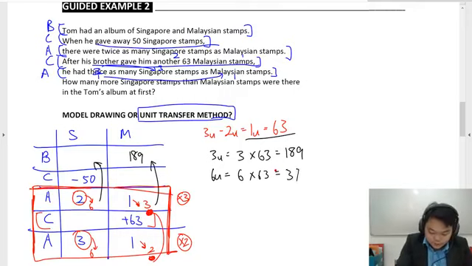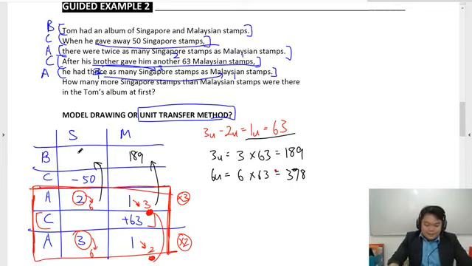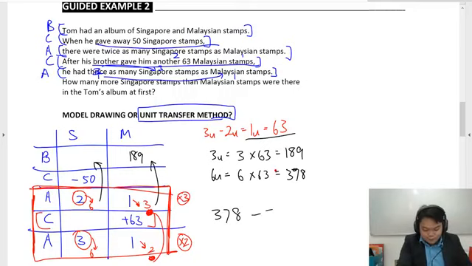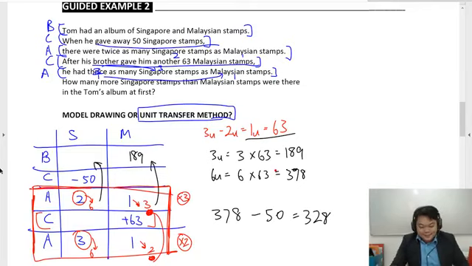This will be 378. And then, one very big common mistake that students make is that when they want to find out what's happening before, they go and take, don't write this down, don't write this down, they go and take 378 and minus 50 again. Do you find anything wrong with this?